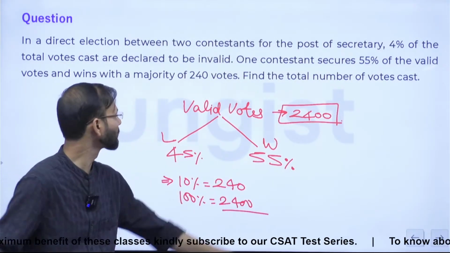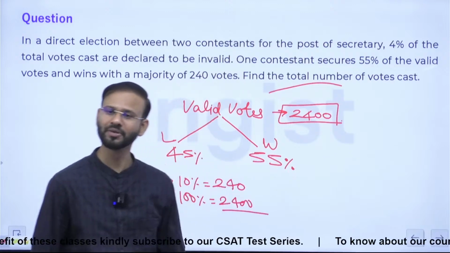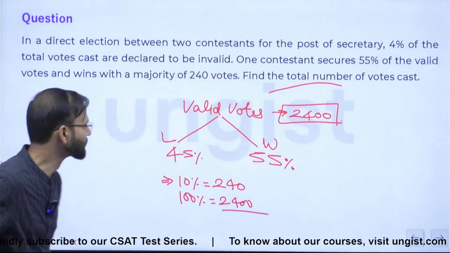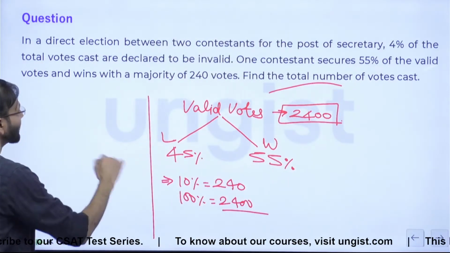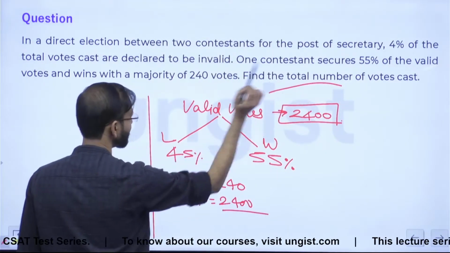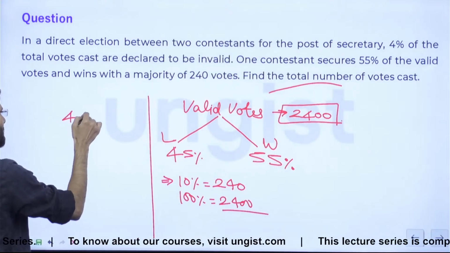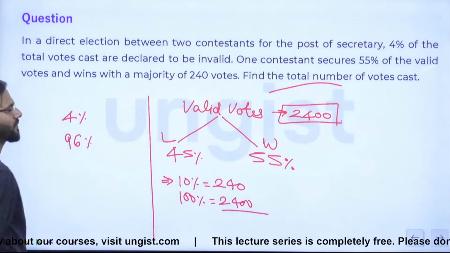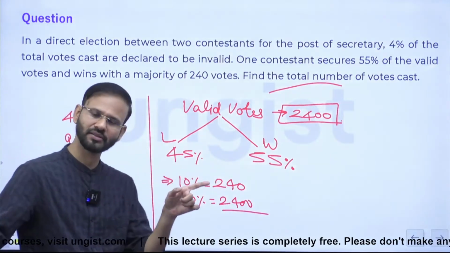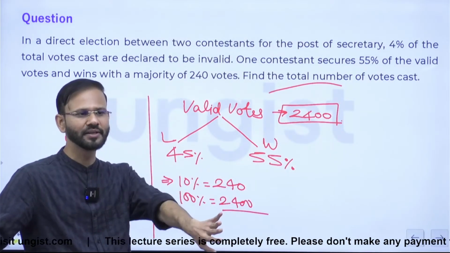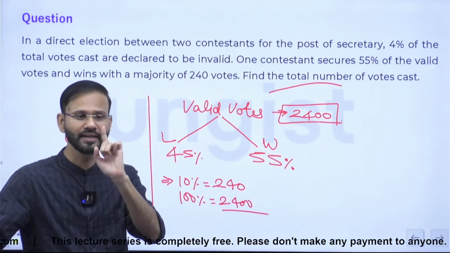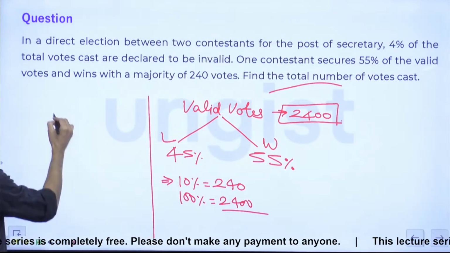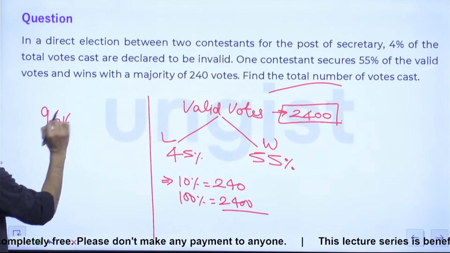The question is what? Total number of votes cast. It means invalid plus valid is the question. Right? So, just tell me one thing, guys. What percentage of the votes got invalid? 4%. It means 96%. Actually, 100% voting was there. 4% votes got invalid. It means valid votes were 96% of the total votes cast. So 96% of the total votes were valid votes on that day.